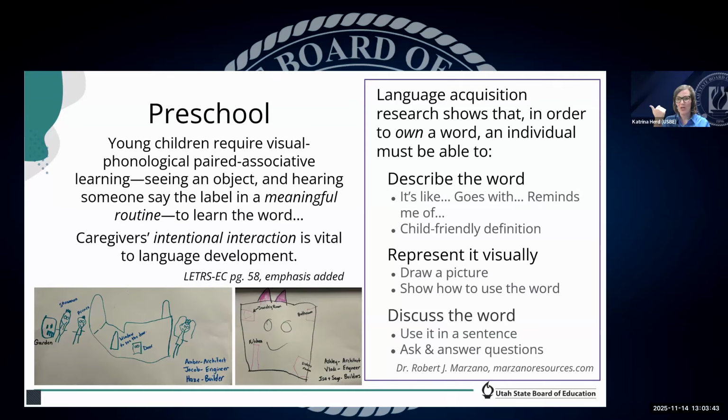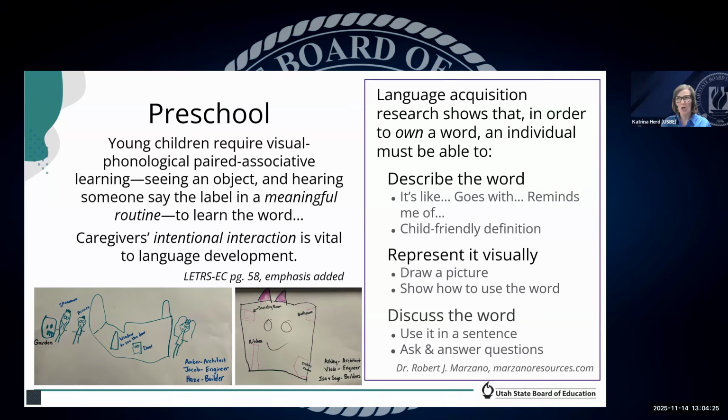I would often think of this with my kindergartners as I'm asking them to be respectful. Well, can they do these three things with the word respectful? Because if they can't, then they don't know how to be respectful. They have to be able to describe it: it's like this, or it goes with this, or it reminds me of that one time. Then they have to be able to represent it visually. Visually means they could draw a picture of it, or act it out for you. So if I say, what does respectful mean? They can show me, it means I'm not touching my neighbor. It means I'm not going to pick my nose. That's respectful. And then they have to be able to discuss it, use it in a sentence, or ask and answer questions about it.